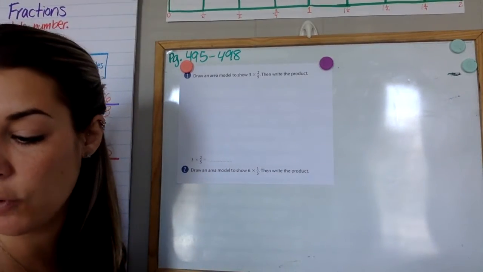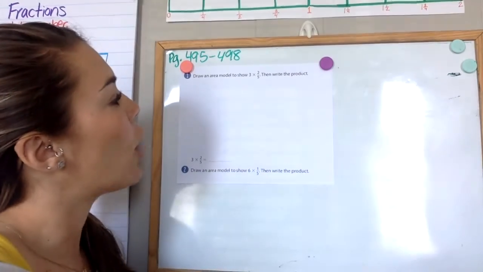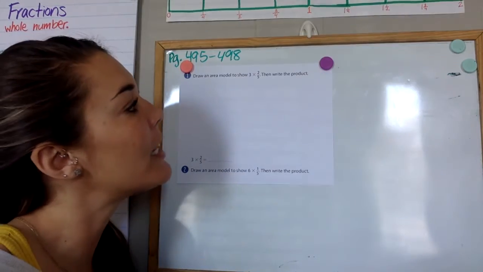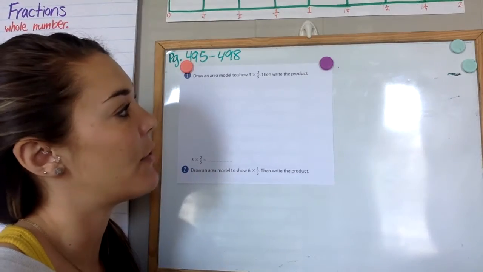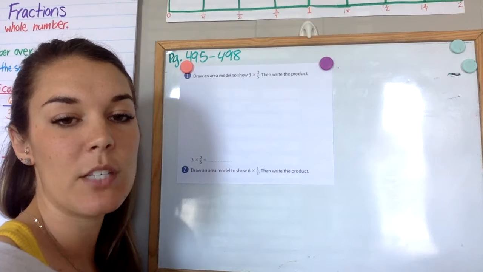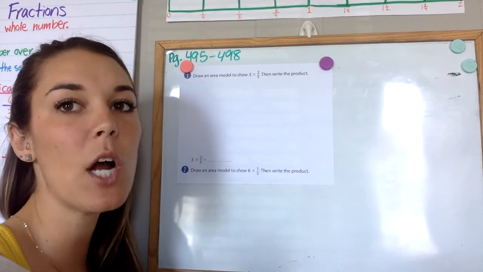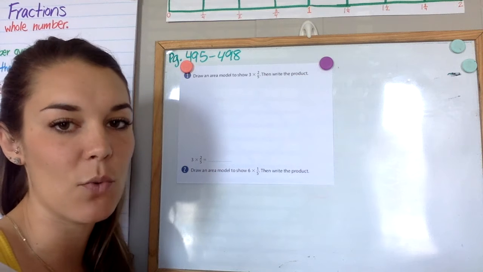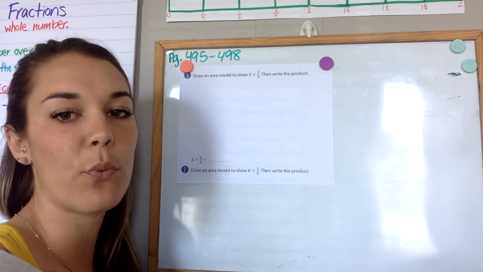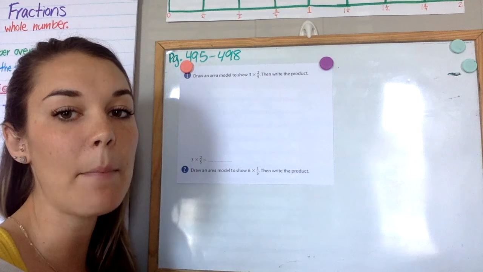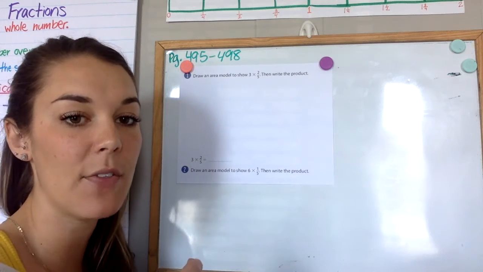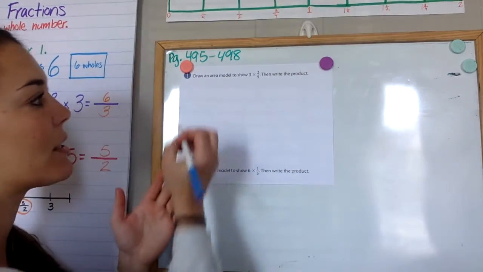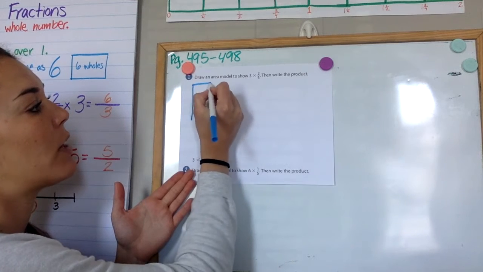So number 1 on page 495, it says draw a model to show 3 times 2/5, then write the product. So it says draw an area model. When we're drawing an area model for multiplying fractions, it's pretty much just like a visual, okay? So we need to show 3 times 2/5. That means we have to have 2/5 3 times. So I'm going to draw 3 things.